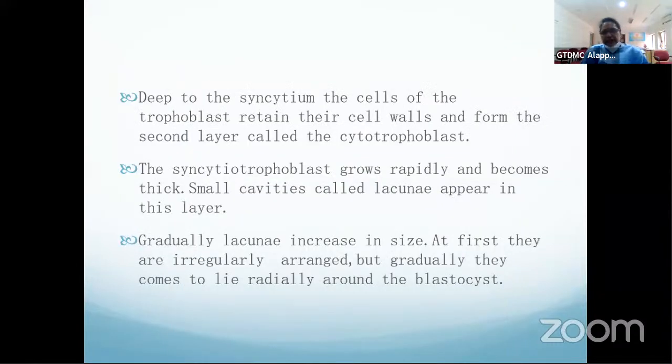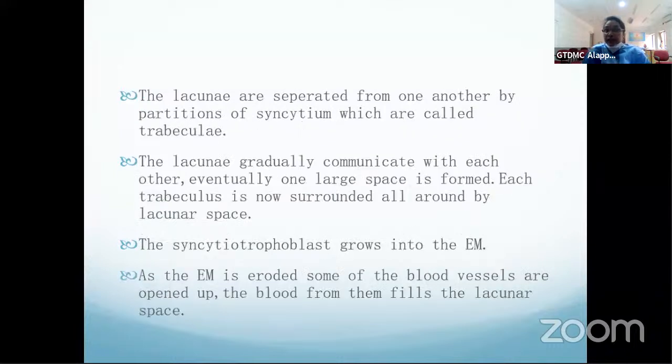The lacunae gradually increase in size, and at first, as shown in that picture, they are irregularly arranged, but later on they come to lie radially around the blastocyst. The lacunae are separated from one another by partitions of the syncytium. Can you imagine? Radially arranged lacunae are separated by partitions of the syncytium. That is called the trabeculae. So the trabeculae lie in between the radially arranged lacunae.